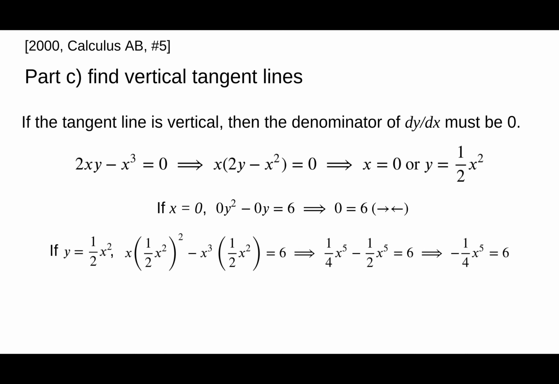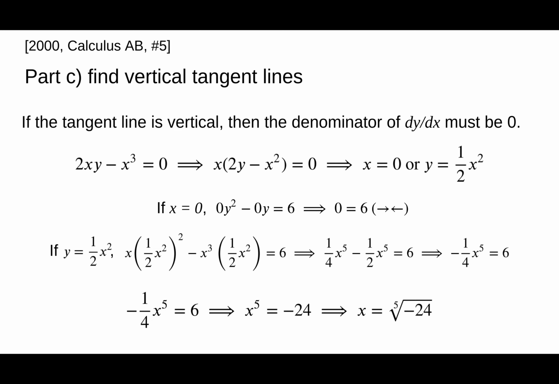So consider the possibility where y is equal to 1/2 of x squared. If we substitute y equals 1/2 x squared into the original function and simplify, we get 1/4 of x to the 5th minus 1/2 x to the 5th equals 6. If we simplify that, notice that the x to the 5ths are like terms. We get negative 1/4 x to the 5th equals 6. That is an equation we should be able to solve. Multiplying both sides by negative 4, we get x to the 5th equals negative 24.